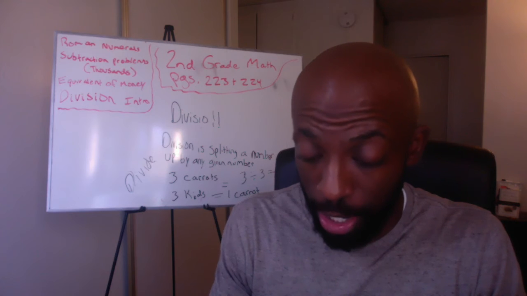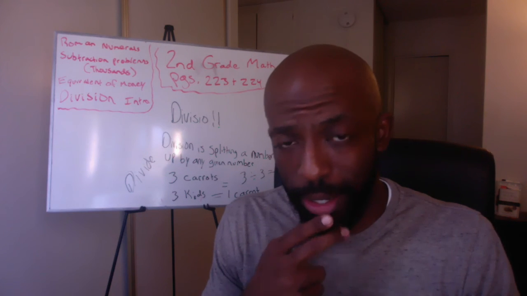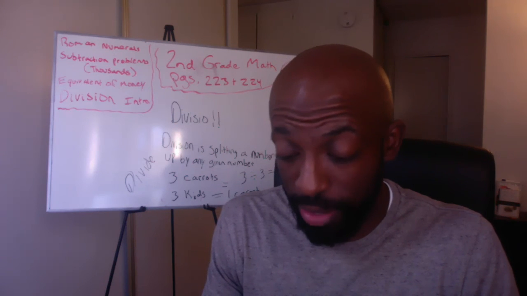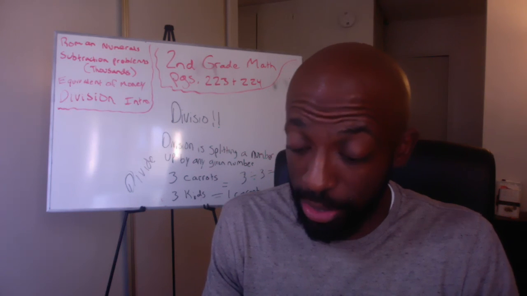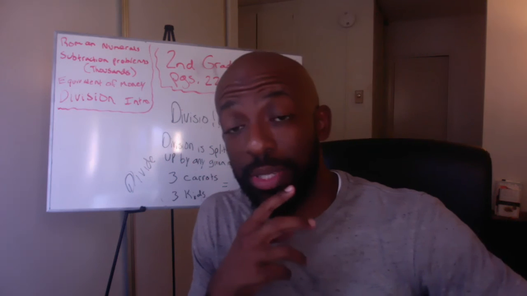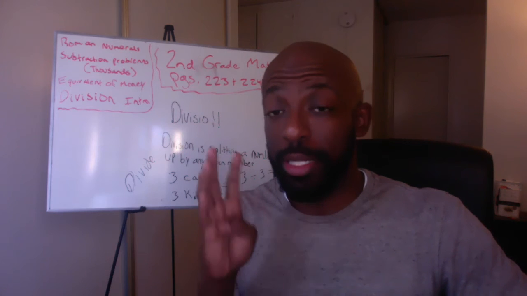And the next one, how many? 1, 2, 3, 4, 5, 6, 7, 8, 9, 10. Wait a minute. There's 10 in that one. Are there 10 in all of these? We got to make sure. The next one also has 10, and the last one has 10. So how many groups of 10 do we have? We have 4. So that means we have to count 10 4 times.